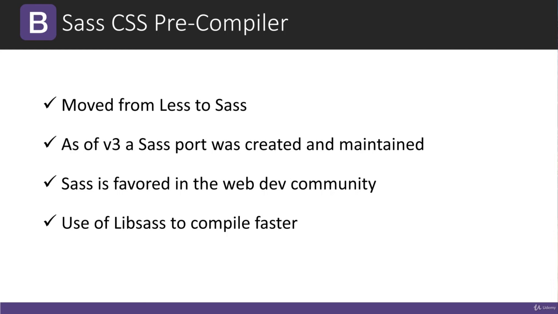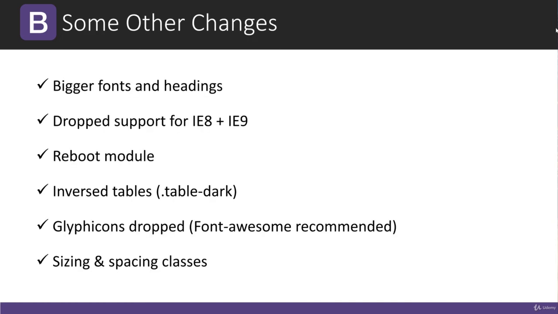Another big change is Bootstrap 3 used the Less CSS compiler, and now version 4 has moved to Sass due to its popularity over Less. Version 3 did have a port for Sass, but version 4 uses it natively. It also uses something called libsass to compile your Sass even faster. And it's the second project, I believe, that we'll be building a theme using Sass.